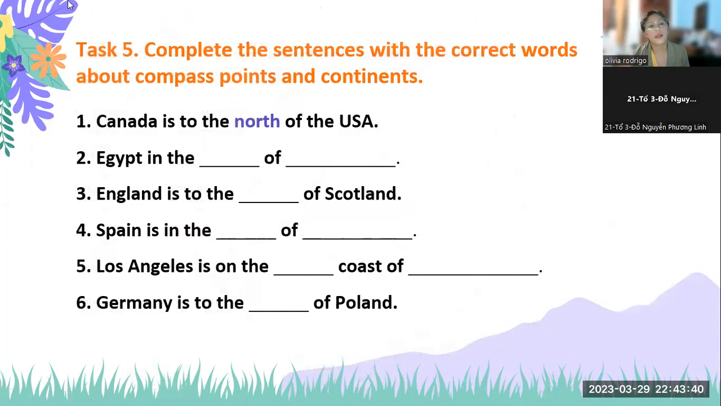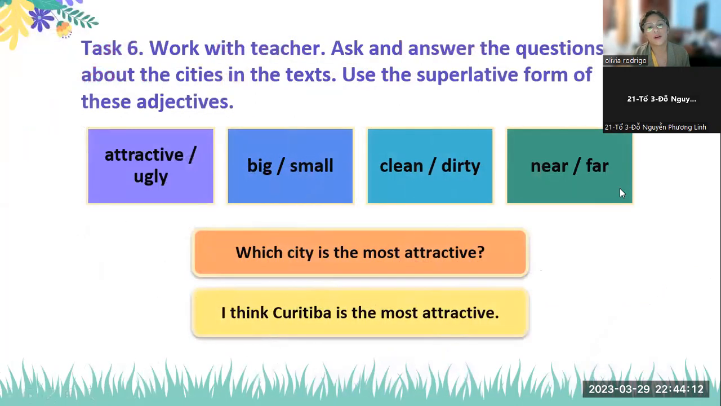Okay, so this one, please answer the last activity. Eileen, answer the last activity. Complete the sentences with the correct words about compass points and continents. Teacher, I don't know. You find it hard? Yes. Okay, let us not answer this one.